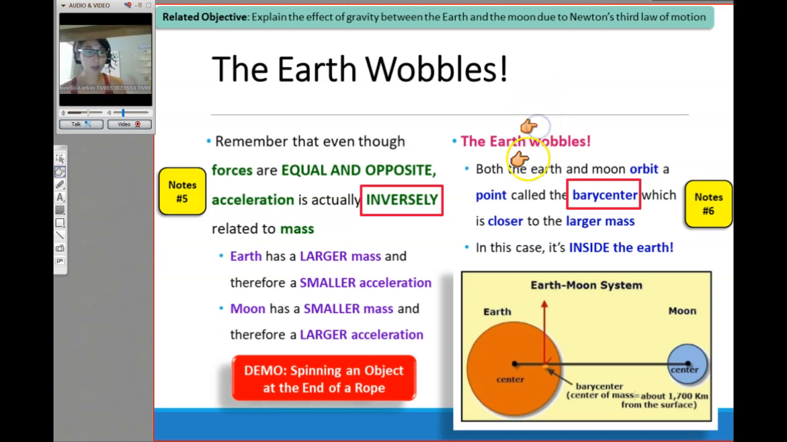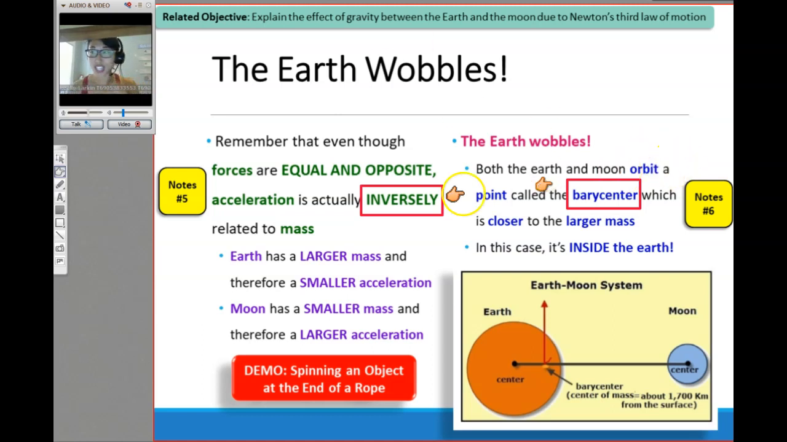The Earth actually wobbles, and it wobbles around this point called the barycenter. So the moon and Earth actually do orbit each other, but they orbit each other around the barycenter, and the barycenter is actually closer to the larger mass. In this case, the Earth is so much more massive, so much larger, that the barycenter is actually inside the Earth. So the Earth wobbles in this tiny circle that we can't see, and that's why it's not orbiting around the moon necessarily, but it's actually wobbling. But still, the moon is affecting the Earth just as much as the Earth is affecting the moon.